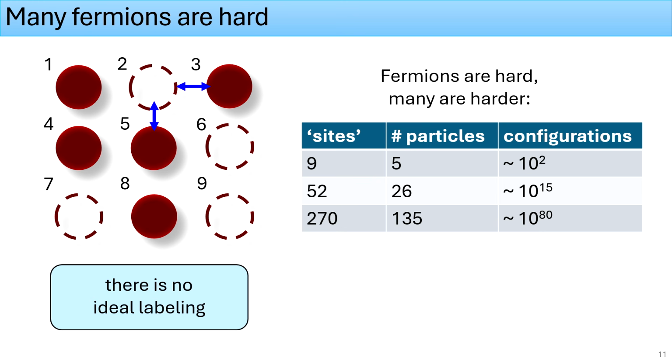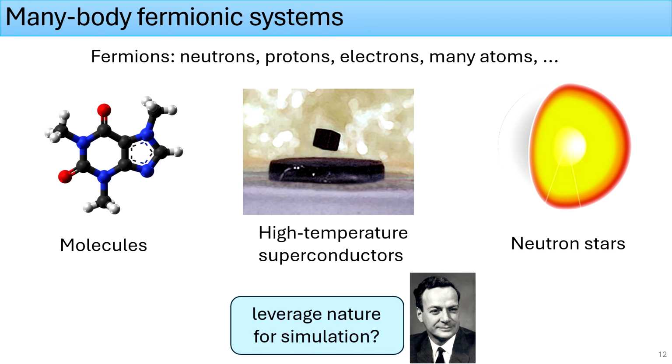And if you go higher by another factor of 5, you need the number of atoms in the universe to simulate or to store the state. So where are those strange particles? Where are the fermions? It turns out they're all around us. Neutrons are fermions, protons, electrons, and many atoms, they're all fermions.